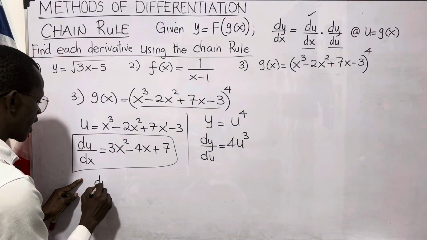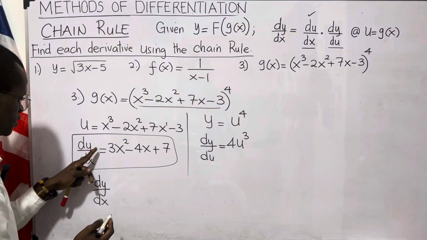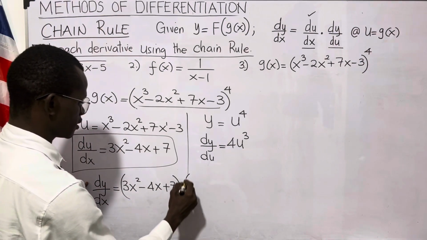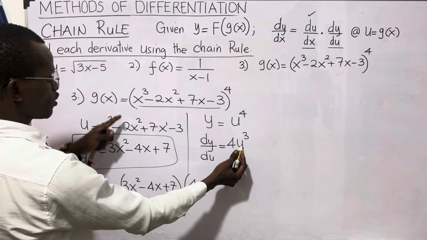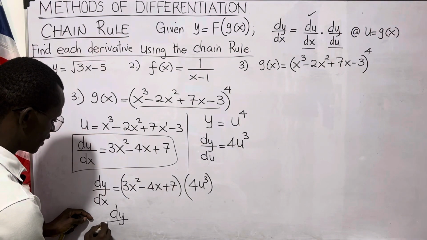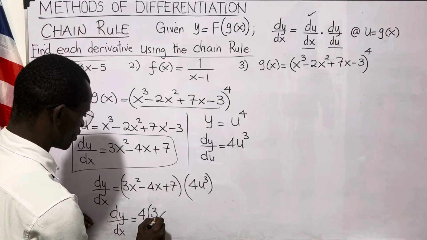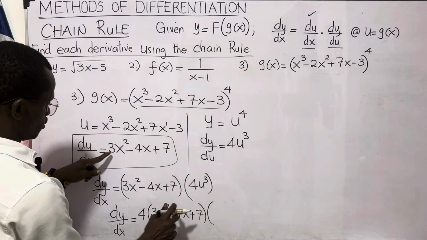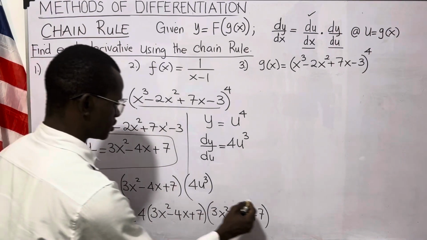Now we just find our dy by dx. Dy by dx, so it is du by dx, the first one, which is this, 3x squared minus 4x plus 7 times dy by du, which is 4u cubed. But what is u? u was x cubed minus 2x squared plus 7x minus 3. Let's rewrite it first. So dy by dx is just equal to, now this 4, I bring it outside like this. So I write 3x squared minus 4x plus 7 times this u raised to the 3rd power. u is x cubed minus 2x squared plus 7x minus 3 raised to the 3rd power. So this is it.